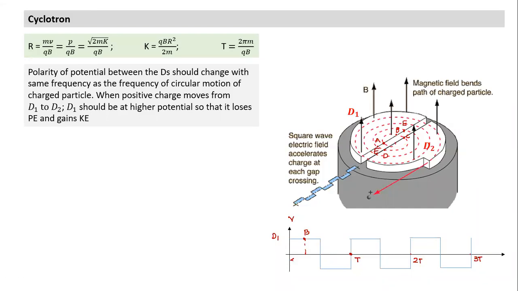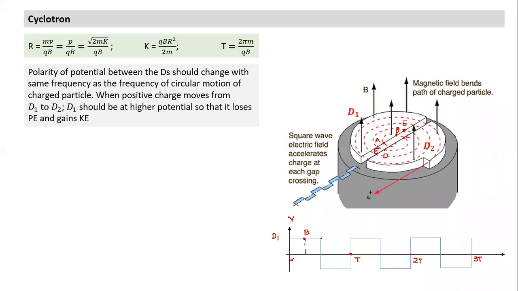By the time it has come from B to E, the EMF, or voltage, should also have completed one cycle. So from B to E, it has completed one full circular path, and by then this applied voltage should also have completed one cycle. This is a simple point, not a major one.